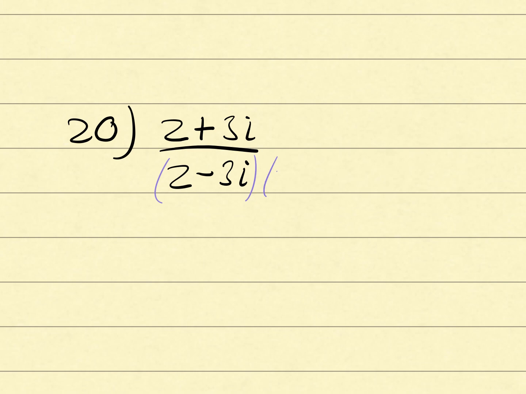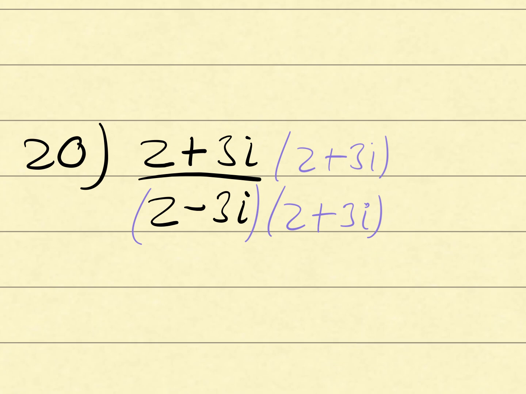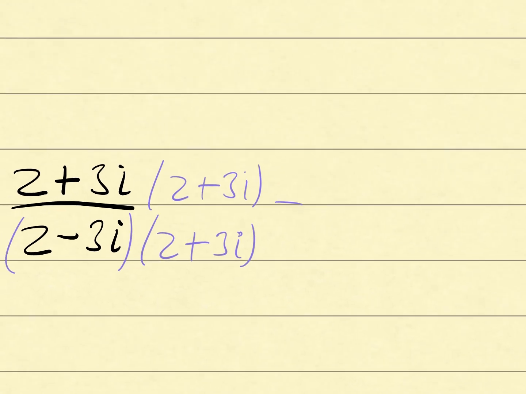Very good. Right, so we want to multiply the top and the bottom by the conjugate of the bottom. Remember, the conjugate is just the same numbers, just with an opposite sign in the middle. So the conjugate of 2 minus 3i is going to be 2 plus 3i. And what's the bottom going to become? What was our shortcut?